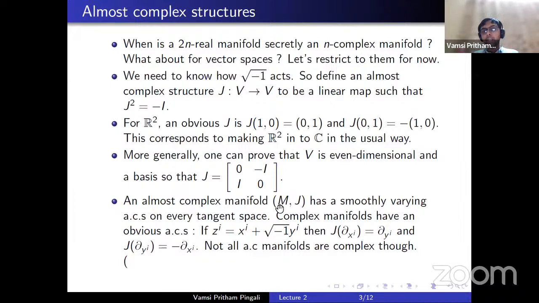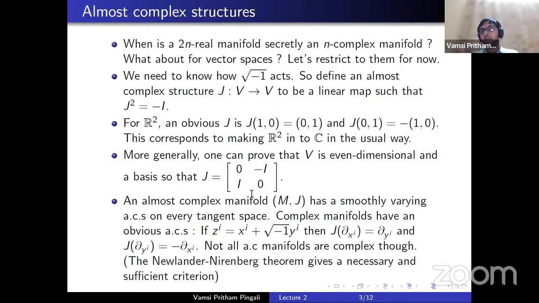Unfortunately, if you give me an almost complex manifold, it need not be a genuine complex manifold. In other words, you need not be able to find coordinates x and y so that in the d by dxi and d by dyi basis, this almost complex structure is standard. That may not always be possible. And this happens if and only if something happens. That's the Newlander-Nirenberg theorem. We don't really need that. Just mention it anyway.